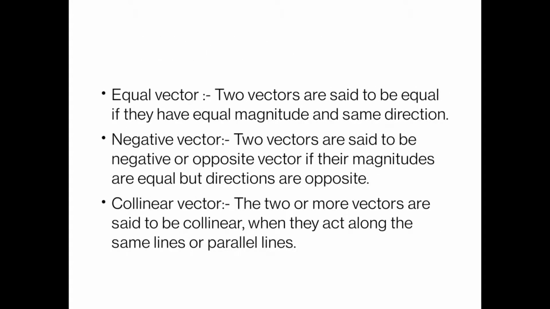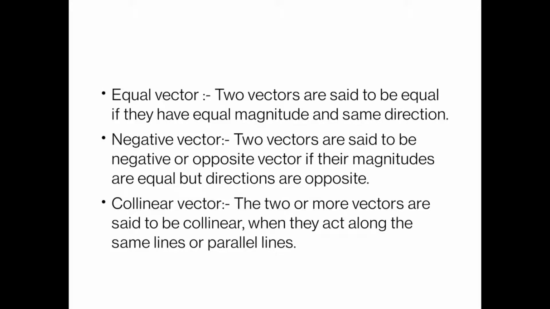Next term is equal vector. As the name suggests, two vectors are said to be equal vectors if they have equal magnitude as well as the same direction. Both should be the same. Magnitude and direction both should be the same for equal vectors. Next definition is of negative vector. Two vectors are said to be negative or opposite vectors to each other if their magnitudes are equal but directions are opposite.